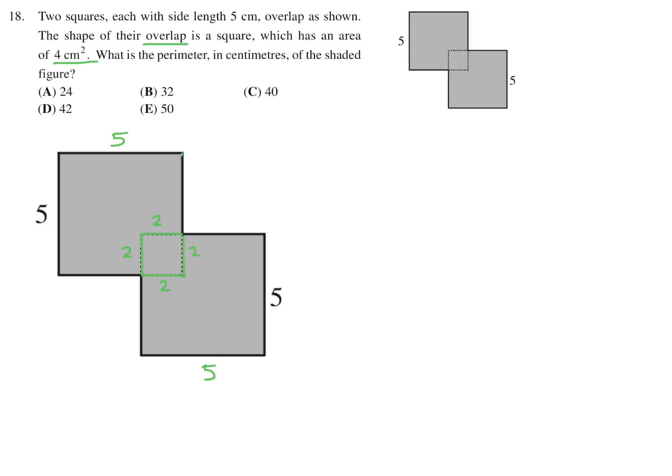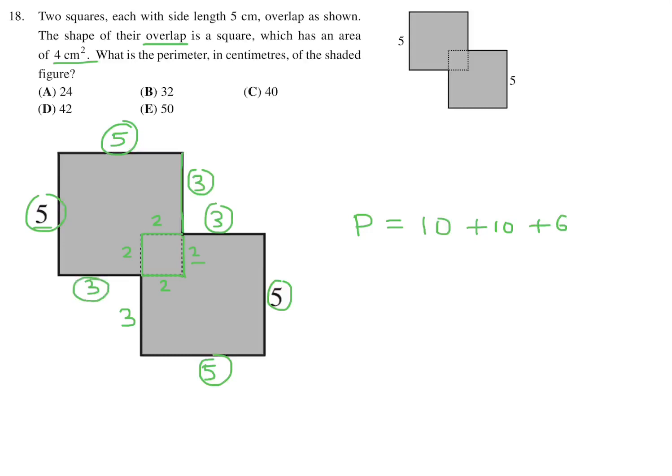So now we can figure out this side length. If this is 5 and this is 2, that means that's 3. And in a very similar way, that's 3, this is 3, and this is 3. Okay, so the perimeter of this shape will be 5 plus 5, which is 10, 5 plus 5, which is another 10, then this 3 and this 3, which is 6, and finally this 3 and that 3, which is another 6. So this looks like 20 plus 12, which is 32. That's the perimeter of the shaded figure. So 18, the answer is B.